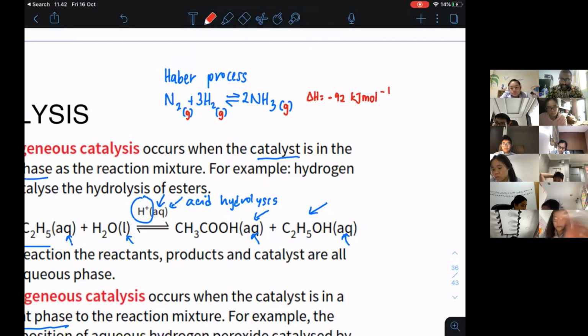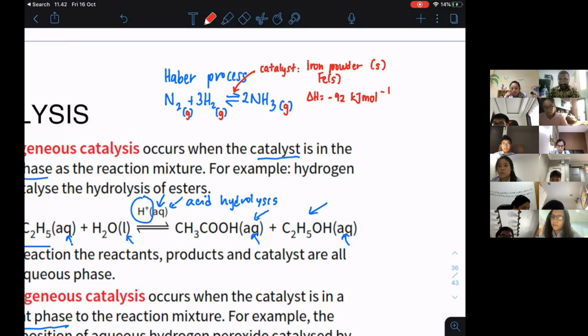Now, Jody, can you tell me what is the catalyst that we use for this reaction? Iron. Okay, iron powder. So iron powder is going to be solid, Fe, solid. Okay, for the Haber process, if you're using iron powder, is it a homogeneous catalyst or a heterogeneous catalyst, Lavi?